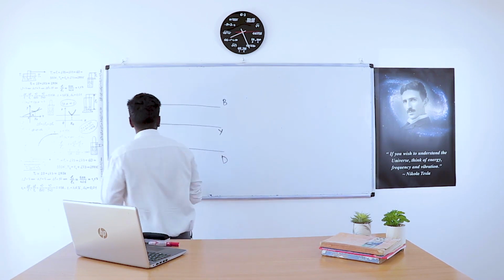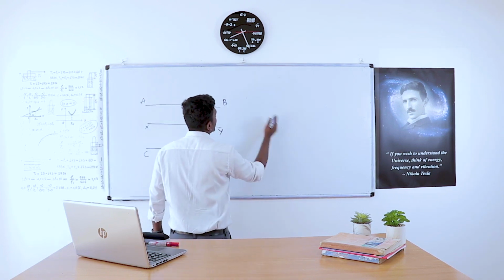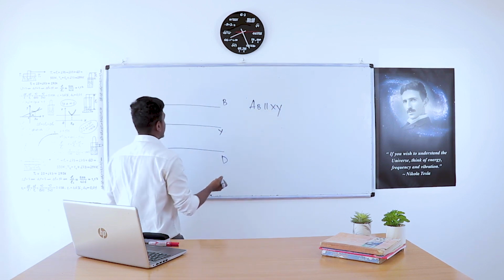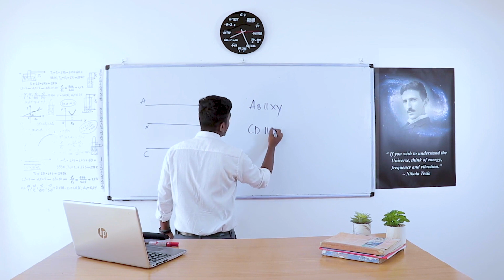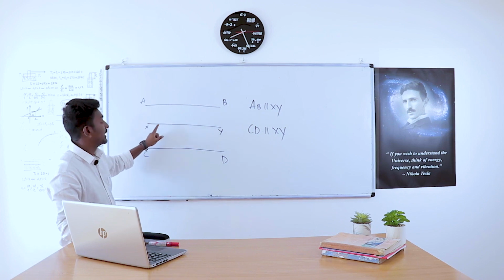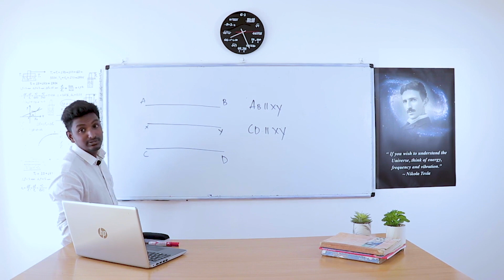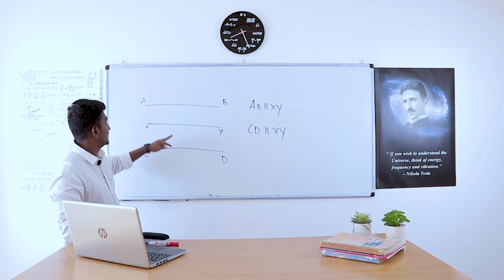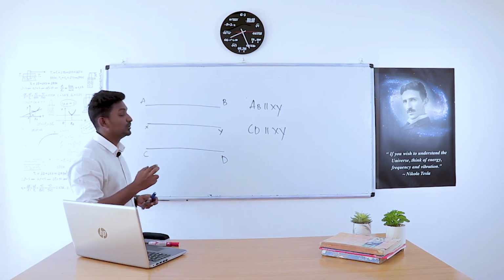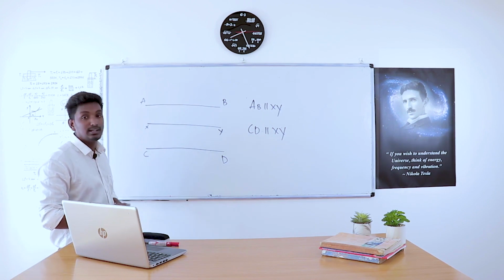The theorem is that suppose AB and XY are parallel. If AB is parallel to XY, in the same way CD is also parallel to XY. That means AB and CD are parallel to a common line XY. If two lines are parallel to a common line, then these two lines are also parallel.